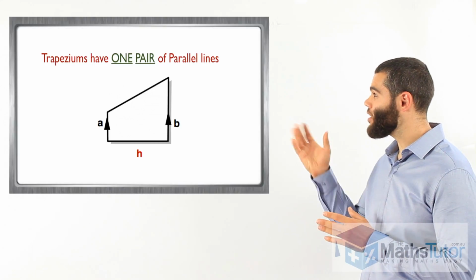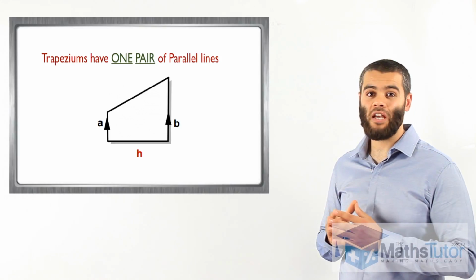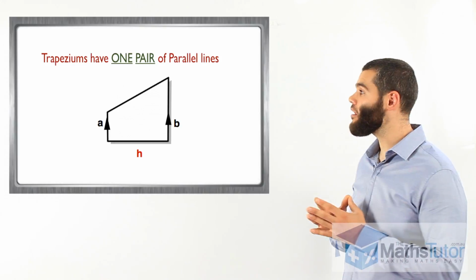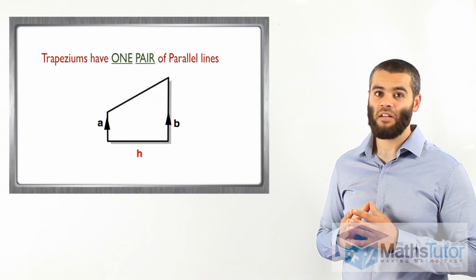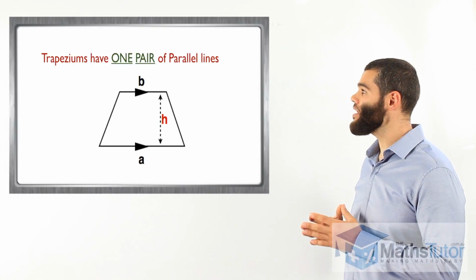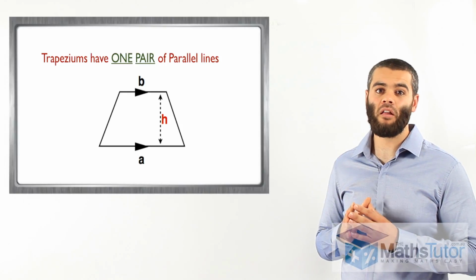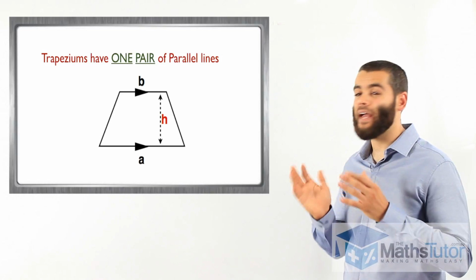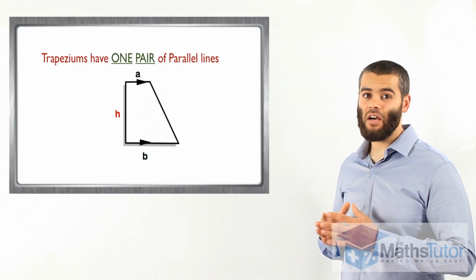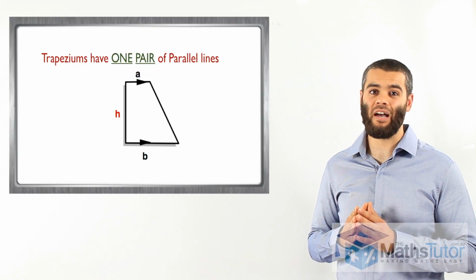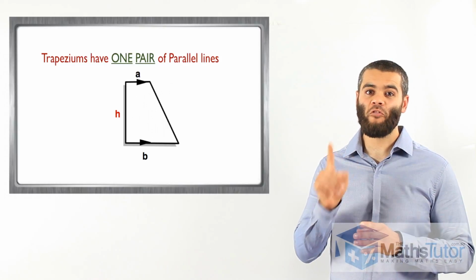So here, let's look at one example of a trapezium. We can see that this is a four-sided shape. Does it have one pair of parallel lines? Yes, it does, marked with an A and a B. This is a trapezium. Another shape, four-sided. Does it have one pair of parallel lines? Yes, again marked with A and B. Another shape, again four-sided, one pair of parallel lines. Again, it's a trapezium.